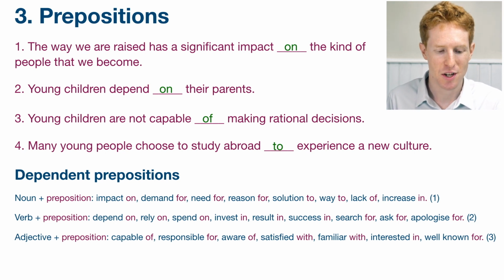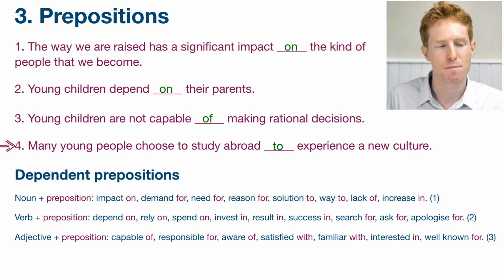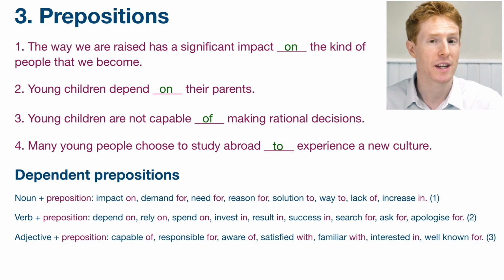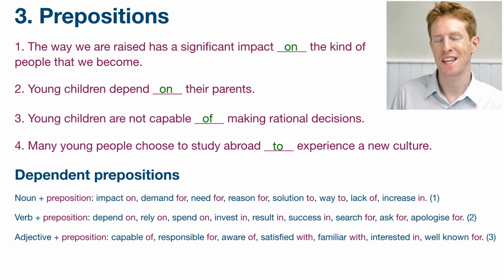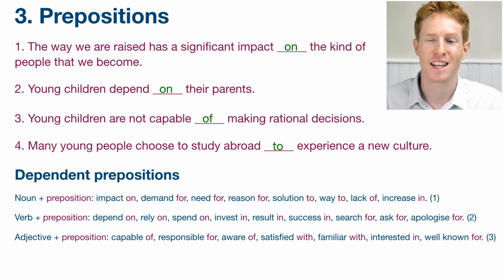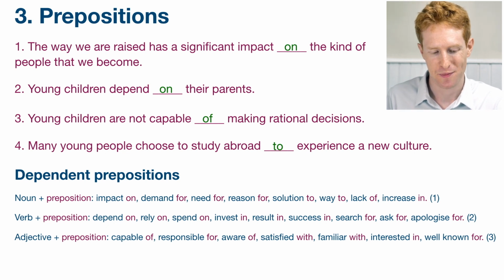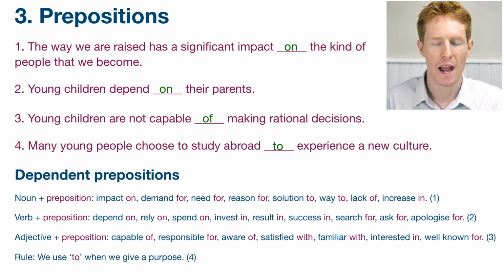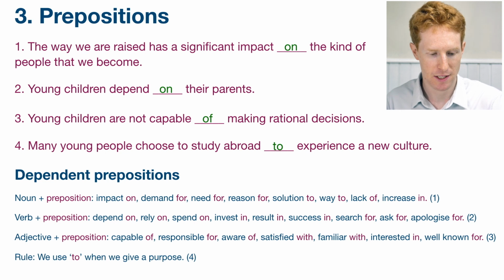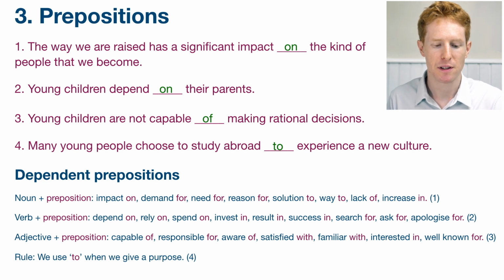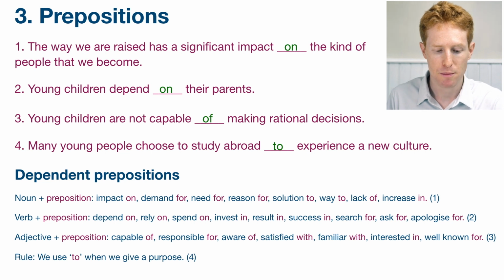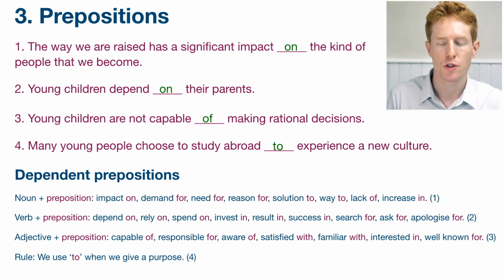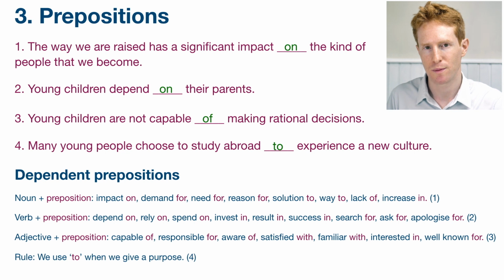Okay, now sentence number 4 is slightly different. It's not a dependent preposition, but it's a mistake that I see very regularly in the practice essays that students hand me. When we give a purpose, we have to plus the infinitive. So here we're giving the purpose of why students choose to study abroad. Many young people choose to study abroad to experience a new culture.